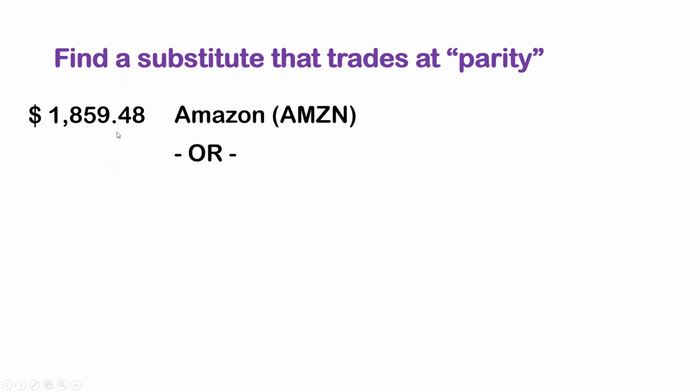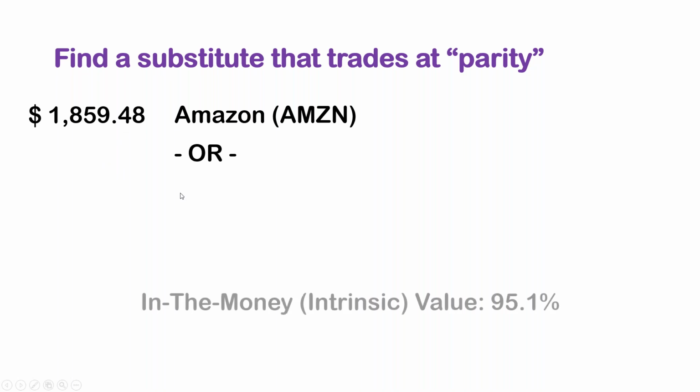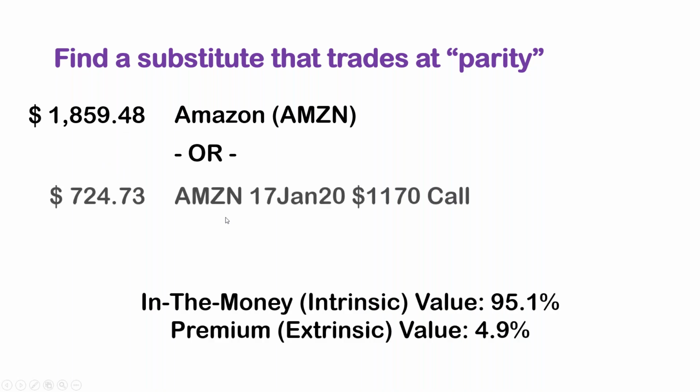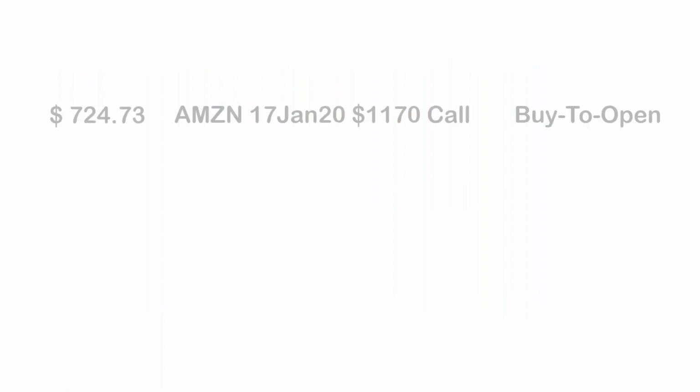Do you want to spend that $1859.48 on Amazon? Or how about this Amazon 2020 1,170 call, very deep in the money? In fact, it's so deep in the money, it's got 95.1% of in the money value, only 4.9% of decaying premium value, and look how much cheaper it is: $724.73. So let's do the math.